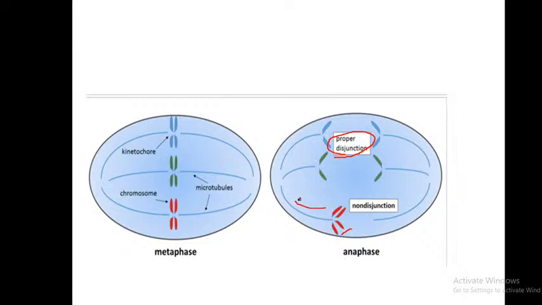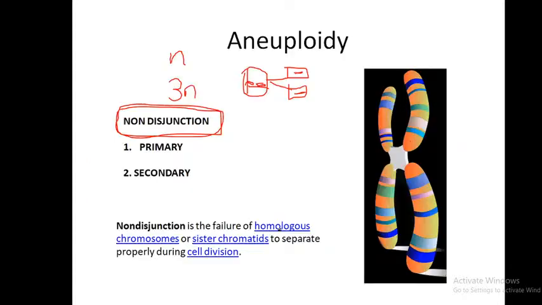You can see here both sets of chromosomes are moving towards the same pole, and this is known as non-disjunction. Proper disjunction means chromosomes move equally to both sides. But what is non-disjunction? It is unequal. Disjunction means it is improperly moving. That is known as non-disjunction.